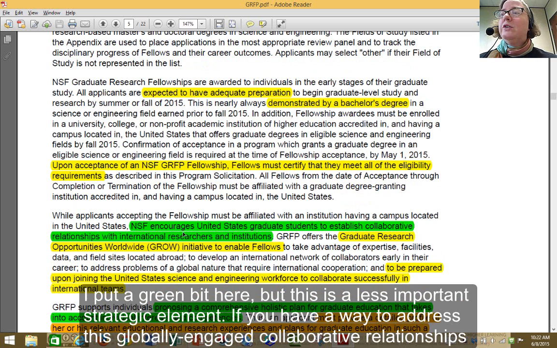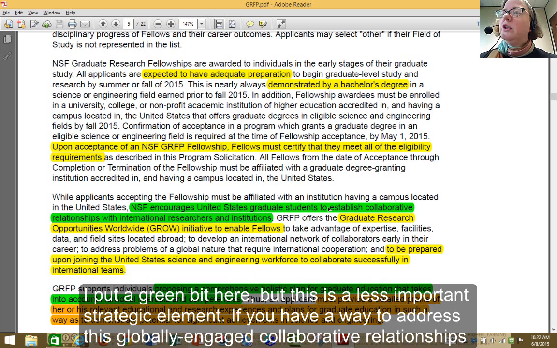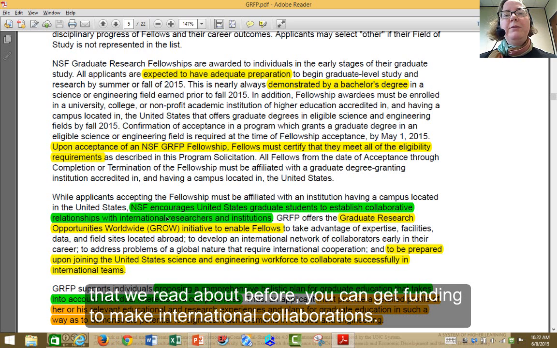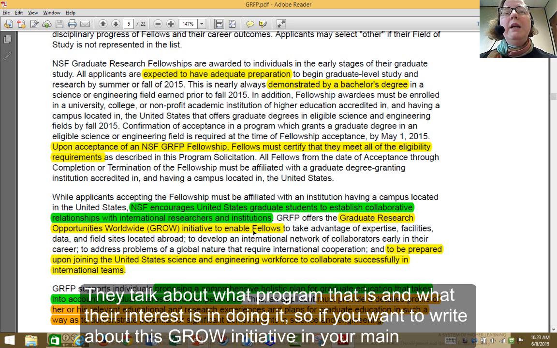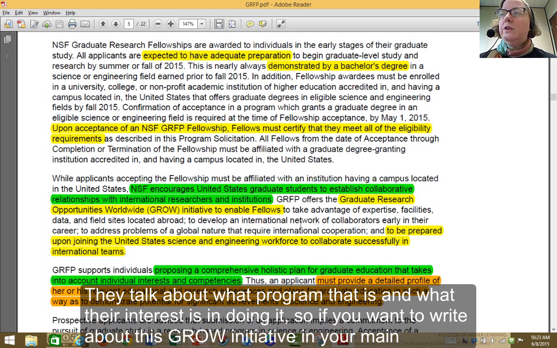But this is a less important strategic element. If you have a way to address this globally engaged, collaborative relationships that we read about before, you can get funding to make international collaborations. So you have ways you can improve your engagement with their programs and your ability to address their priorities. They talk about what program that is and what their interest is in doing it.